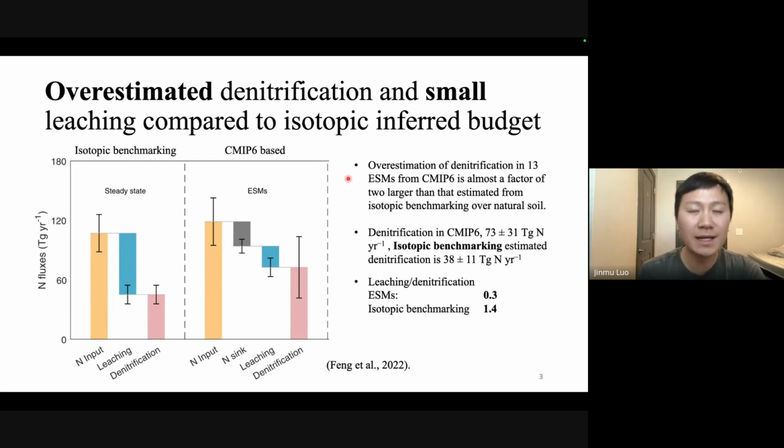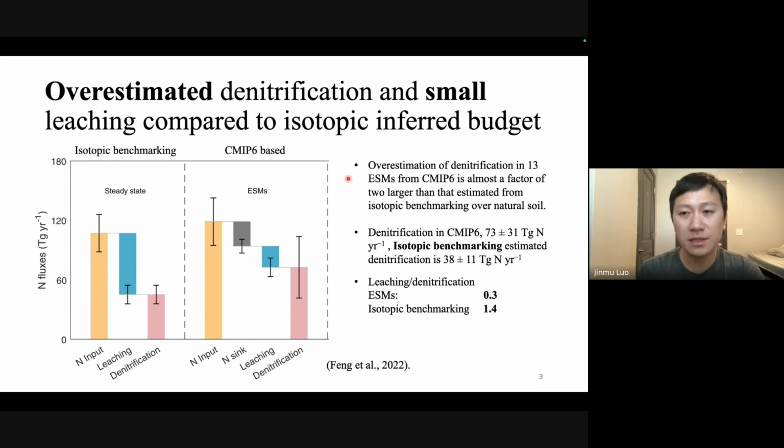To identify issues in the Earth system model, the first is overestimating denitrification, and the second is a small leaching problem. There is a lot of research on these two topics, but today I'm only bringing one. Fan et al. 2022 compared isotope benchmarking research and what they inferred from the isotope benchmarking budgets.